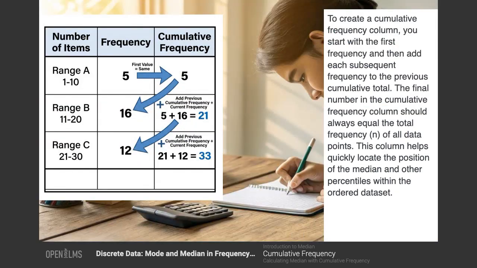To create a cumulative frequency column, you start with the first frequency and then add each subsequent frequency to the previous cumulative total. The final number in the cumulative frequency column should always equal the total frequency, n, of all data points. This column helps quickly locate the position of the median and other percentiles within the ordered dataset.